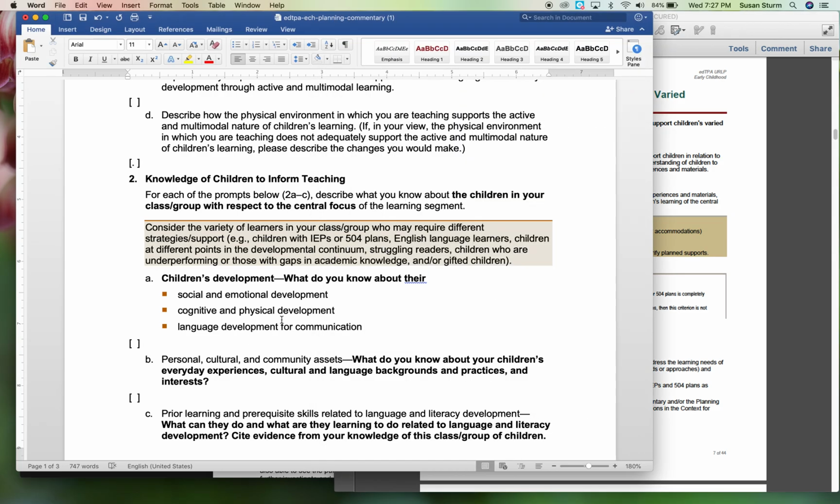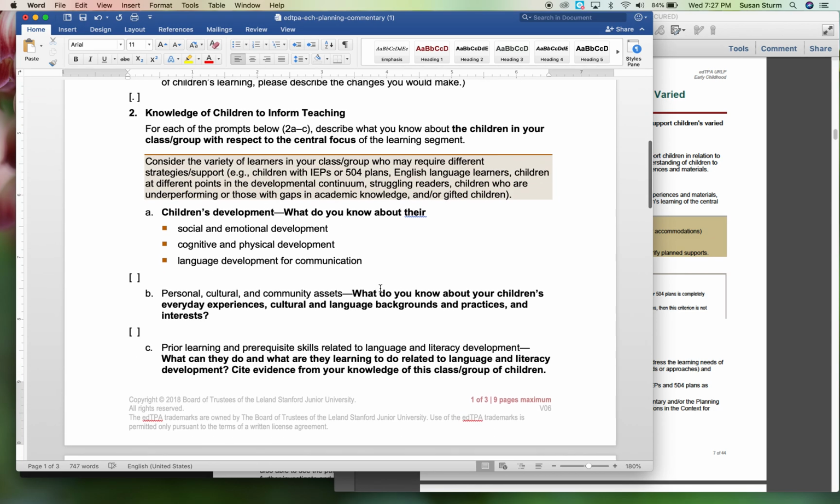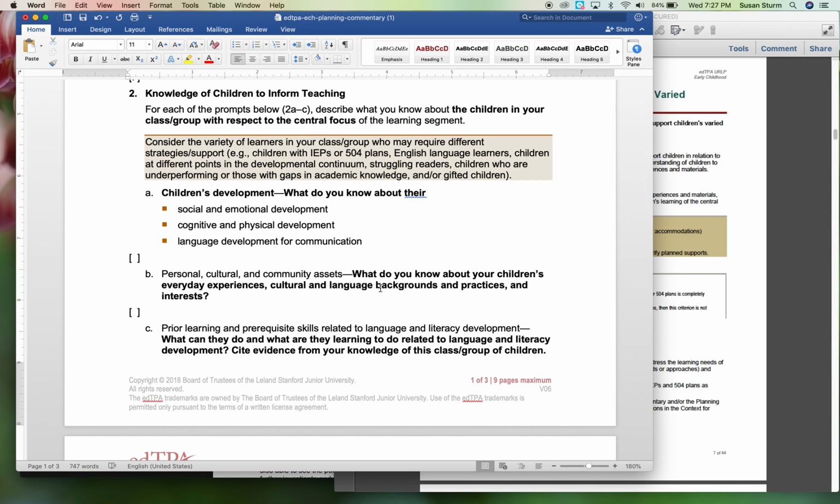So for question 2, knowledge of children to inform your teaching, you're going to describe what you know about the children in your class or your small group that you taught to with respect to your central focus. And here, whenever you see this beige colored box and it says children with IEPs or 504s, this is where you must talk about the students from your context for learning who have IEPs or 504s. You are legally bound to speak about those children's needs whenever you have this box.